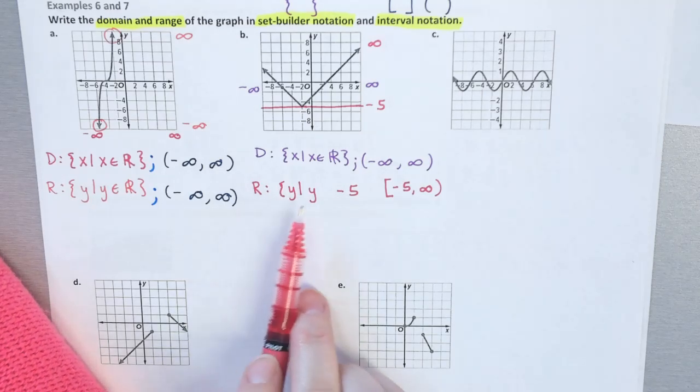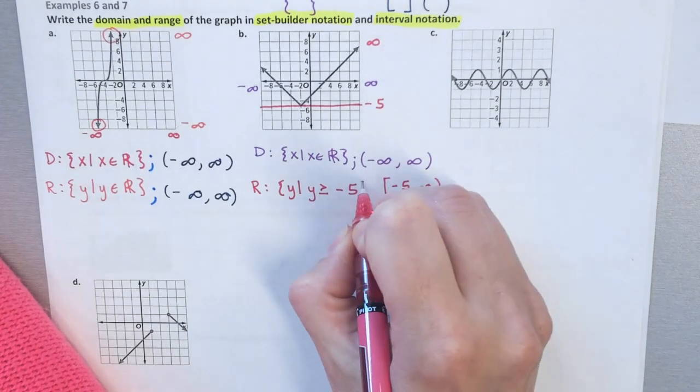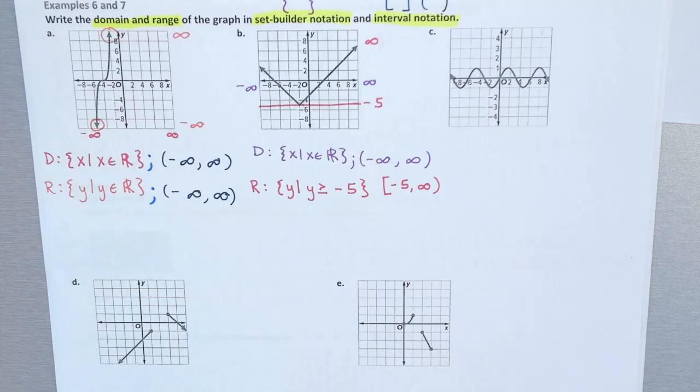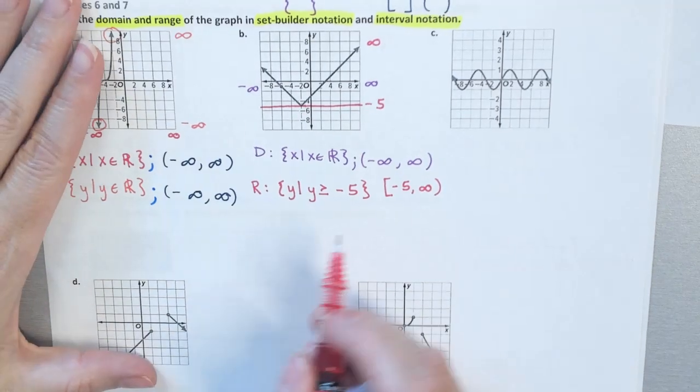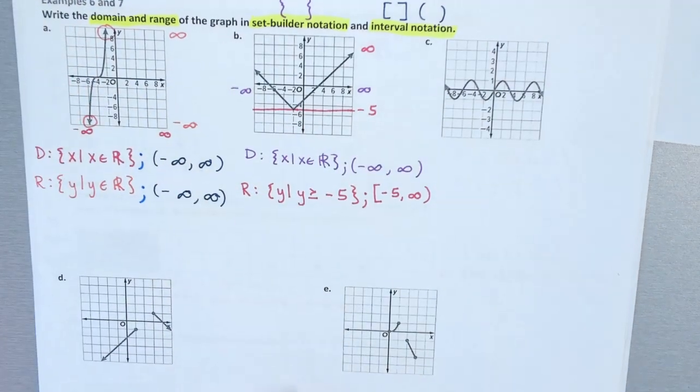What symbol are we going to put in between these? Yep, greater than or equal to. If they're below, it's less than. If they're above, it's greater than. They'll be equal to because you have the closed circle. You don't have any open circles there.